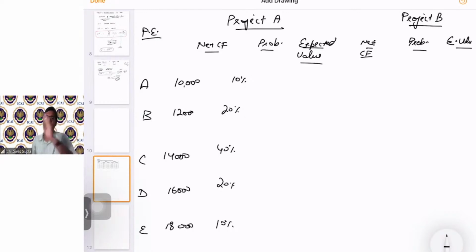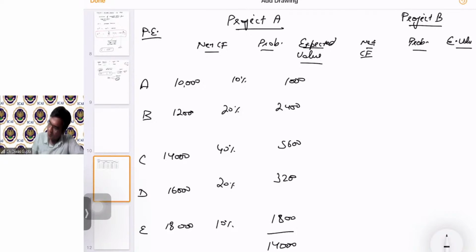Expected value will be again just simply multiplication, right? 1,000, 2,400, 5,600, 3,200, and lastly 1,800. Total comes as 14,000. Net is 26,000, 22,000. This is for project B.